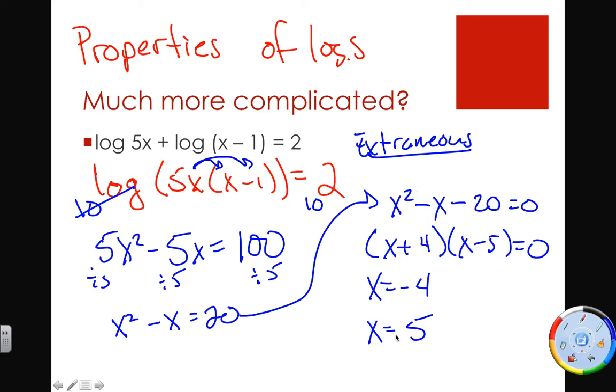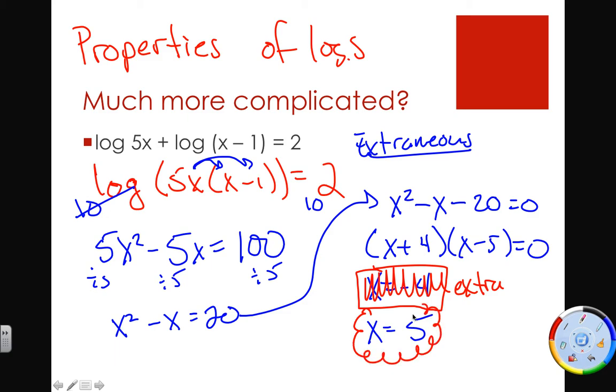So if I plug in 5, 5 is an okay number because I'm going to get log of 25 plus log of 4, not a big deal. The big deal comes with this one. If I plug in a negative 4 into either of these logarithms, I get the logarithm of a negative number. I can't do the logarithm of a negative number. So this is extraneous. This is my only answer.